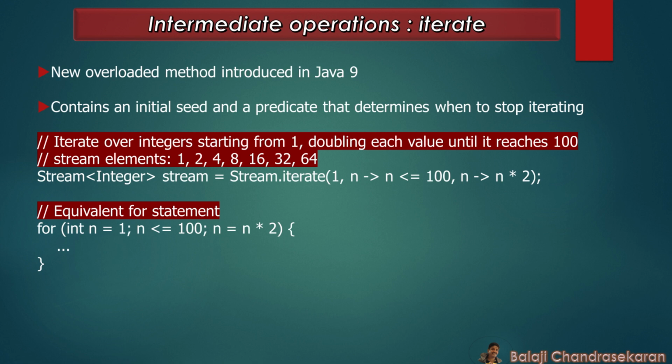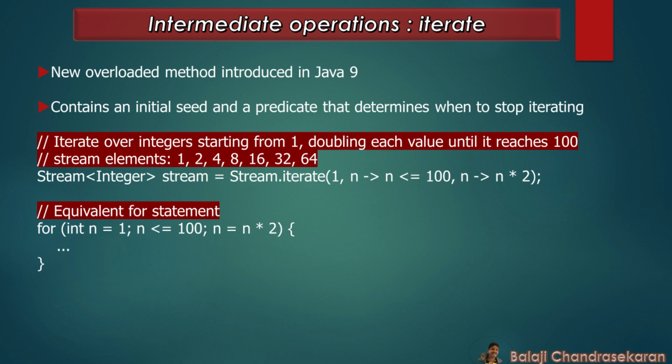In the given example, we call the iterate method with three arguments: the initial seed, that is 1, a predicate n <= 100 that specifies when to stop iterating, and a function n * 2 that defines the transformation applied to each element. The stream starts with the initial seed of 1 and the function doubles each element in the stream. The iteration stops when the predicate n <= 100 becomes false for the next element.